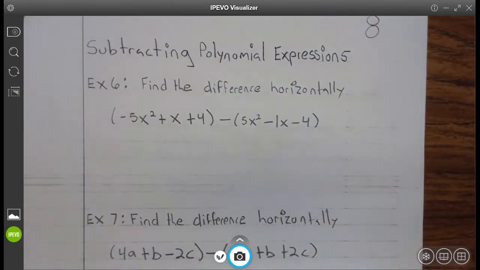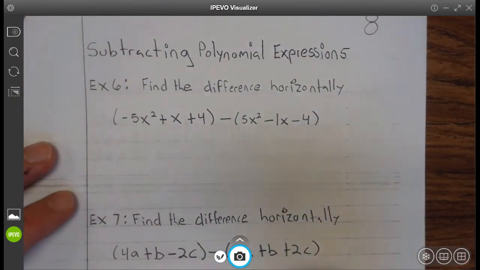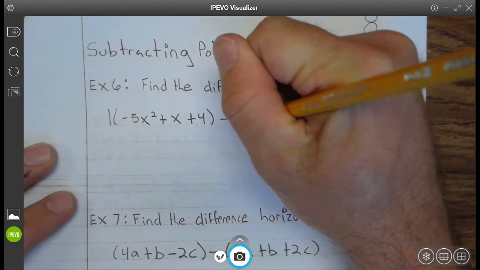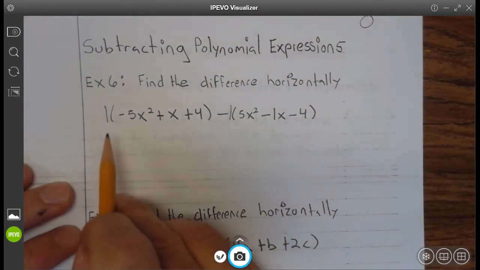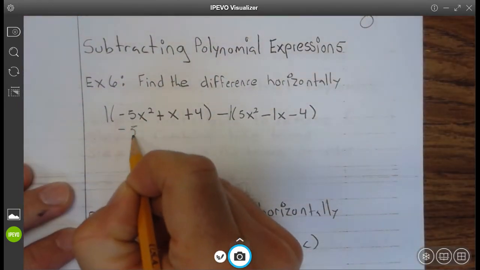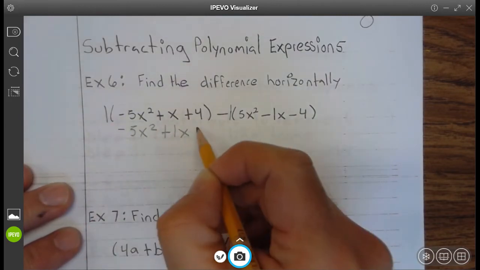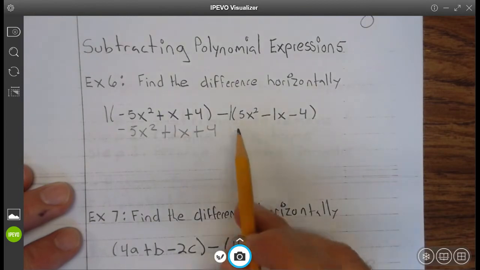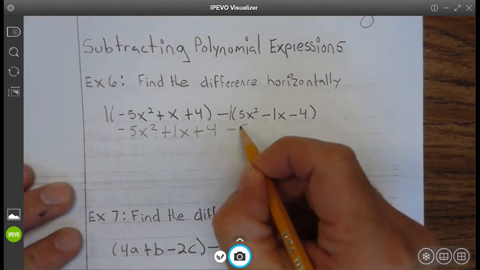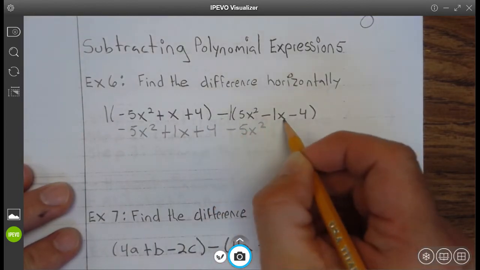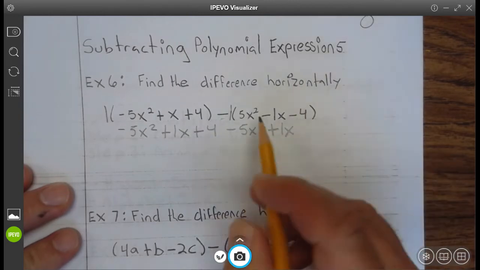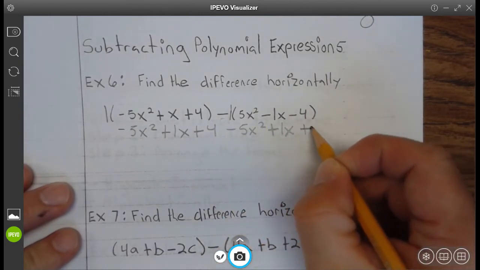All right, example 6. Find the difference horizontally. Now we need to put a 1 in front of the parentheses, and we need to distribute. So 1 times negative 5x squared is negative 5x squared. 1 times x is a plus 1x. 1 times 4 is plus 4. -1 times 5x squared is negative 5x squared. -1 times a negative 1x is a positive 1x. -1 times -4 is a positive 4.